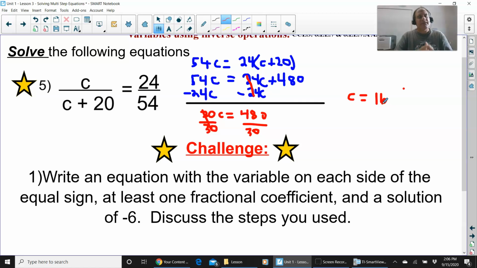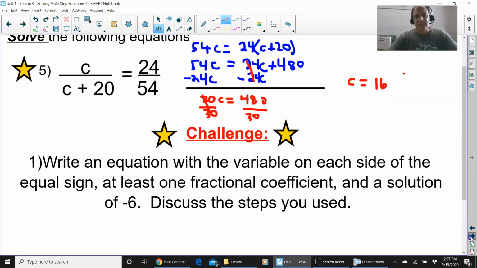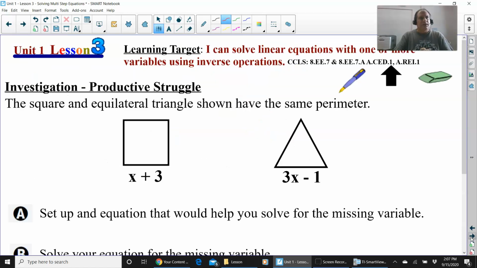So don't ever look, you're taking a look at two fractions side by side with an equal sign in the middle. Cross multiply like you can with any proportion, and that's about it. Skip the challenge. All right.